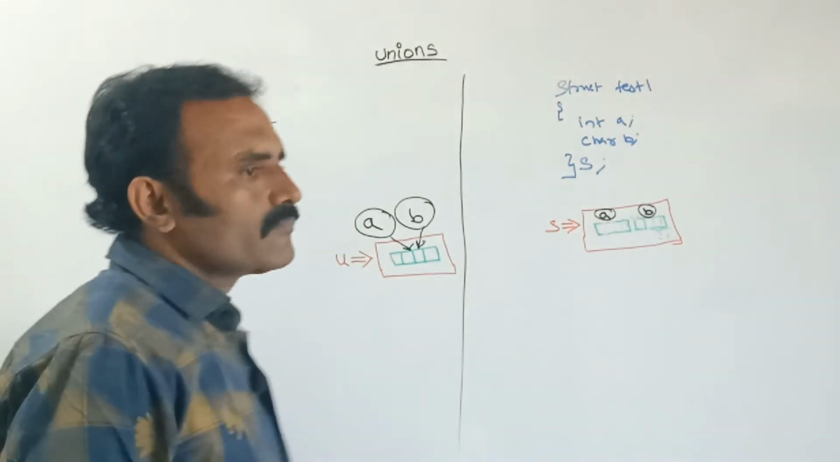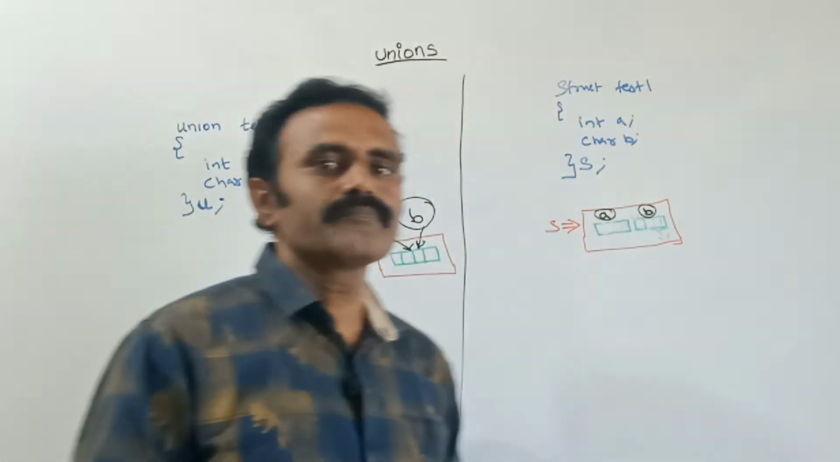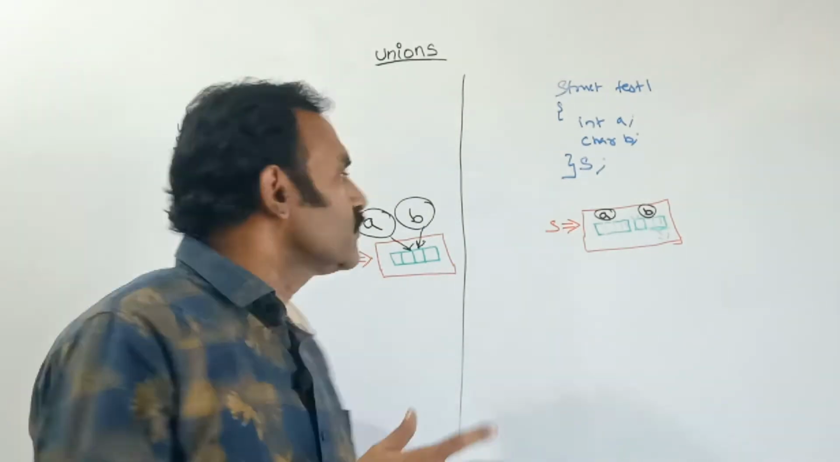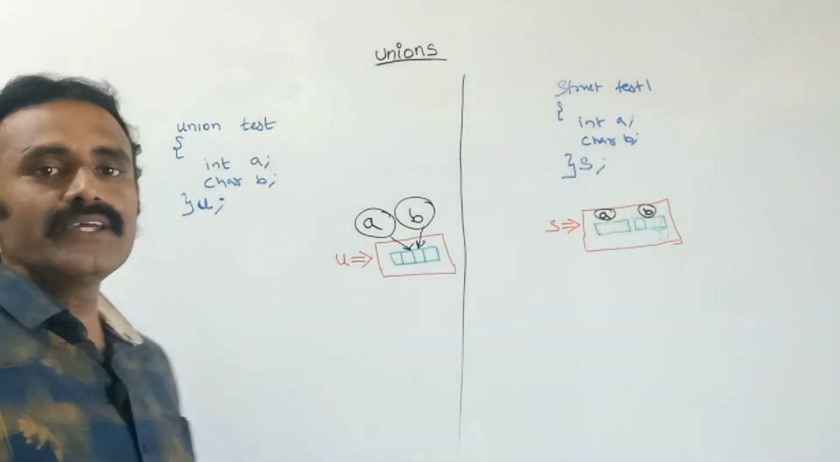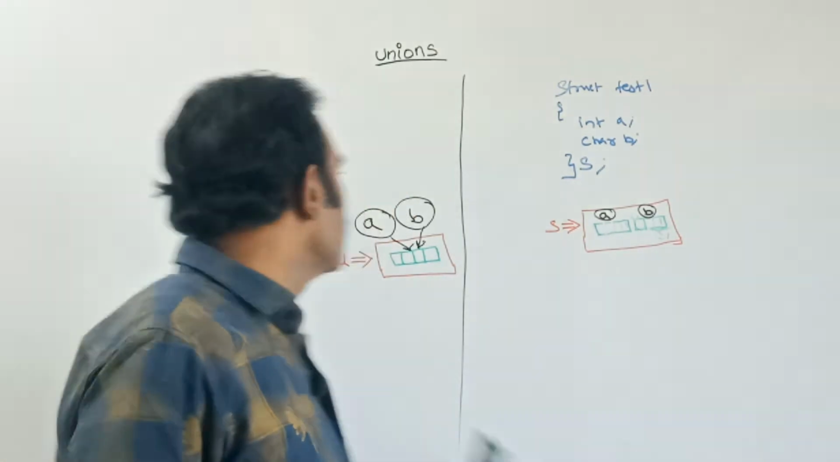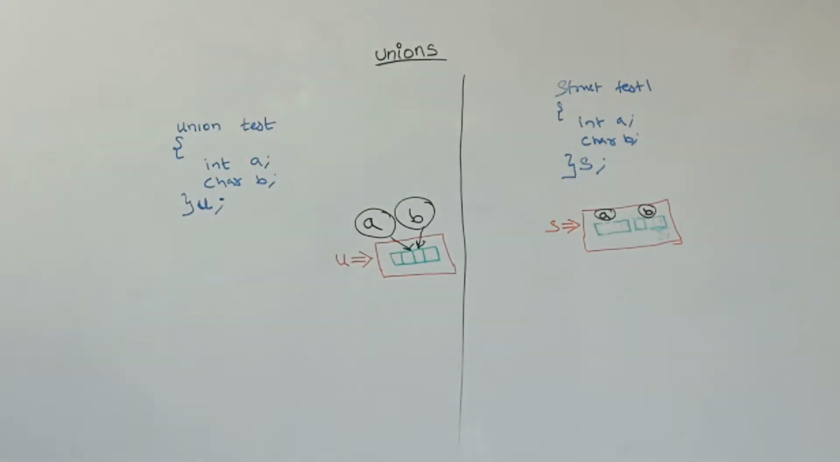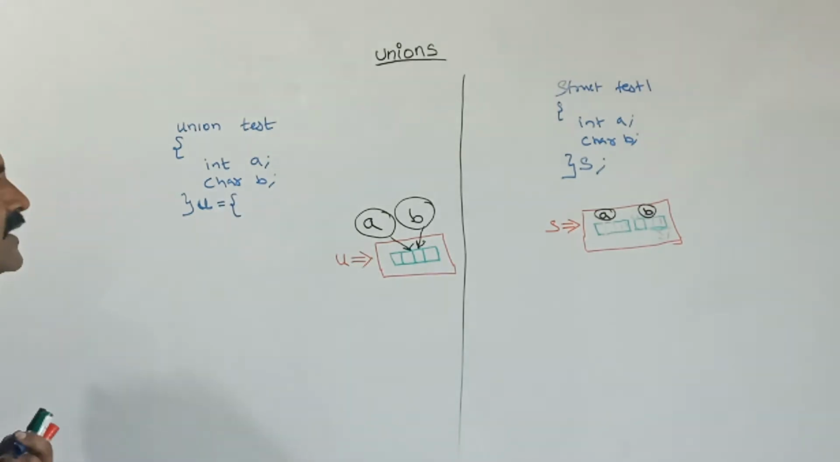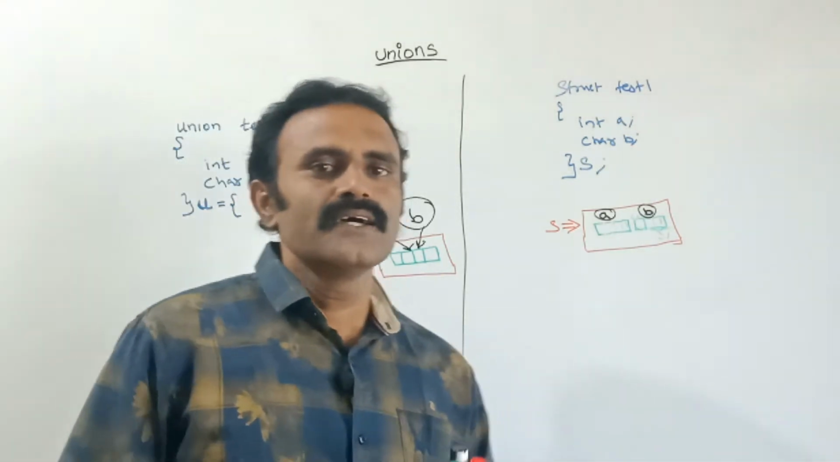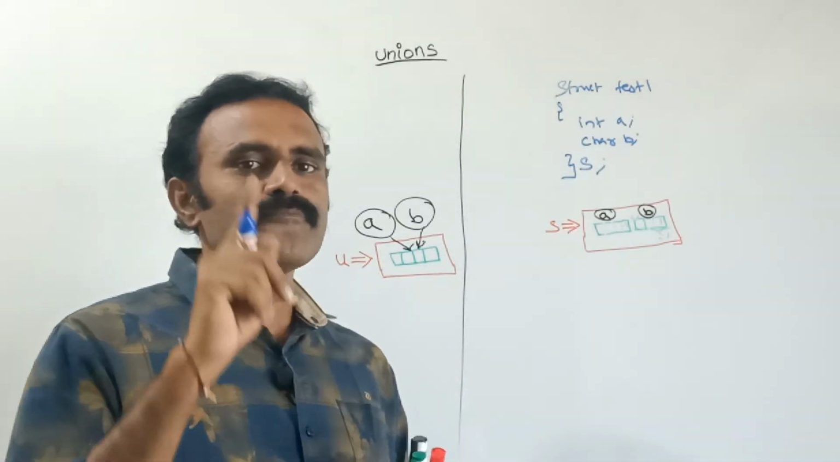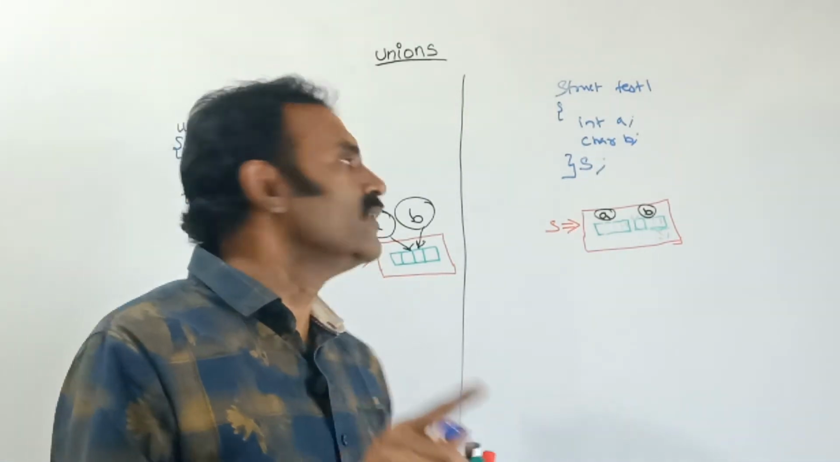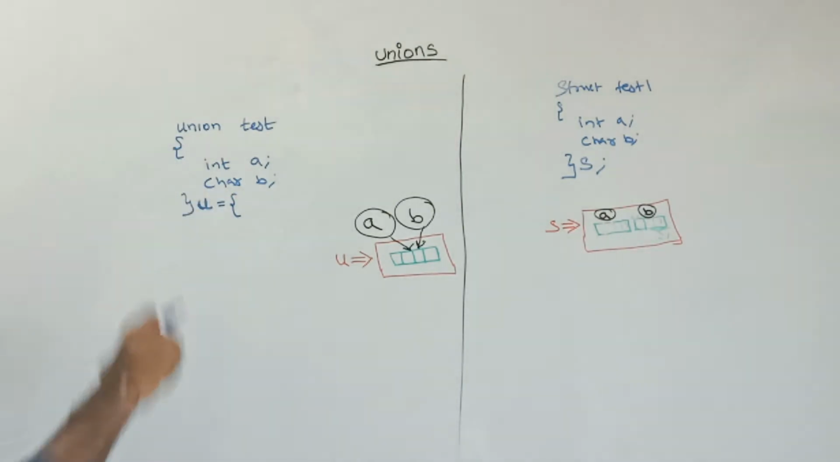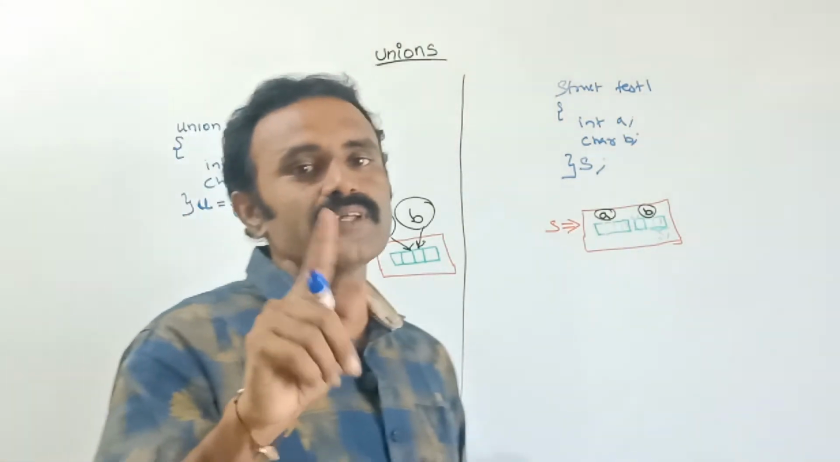Now let us see how to initialize the value for the union. If I want to initialize the union, we can initialize like this. Here itself, when we are declaring the variable, we can initialize the value. One thing you should remember: we should initialize only a single value, because for the union only one value we can give. Among these two members, we can give the value for any one member only.